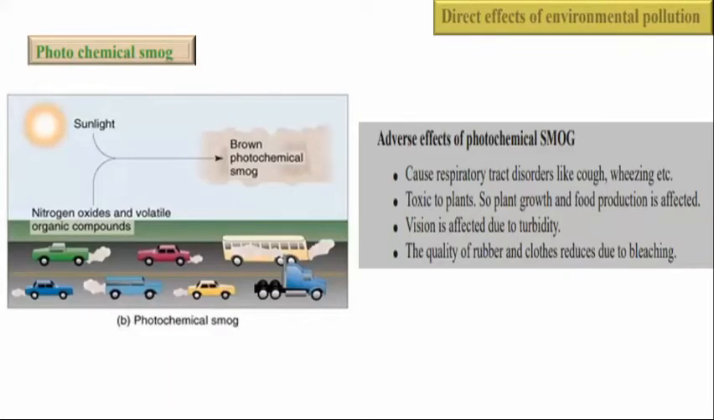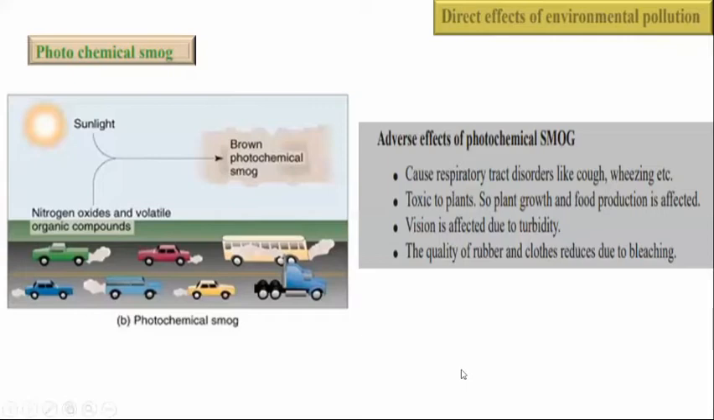So next is the photochemical smog, right? That is a yellow colored mist. That is formed due to the reactions of sunlight and the chemicals present in vehicle emissions, right? That is called the photochemical smog. So what are the effects due to smog? They cause respiratory tract disorders because we inhale the gases, so we can get respiratory disease. Then those are very toxic to plants, and they affect the vision, and also the quality of rubber and cloth reduces due to the bleaching. These are the adverse effects.